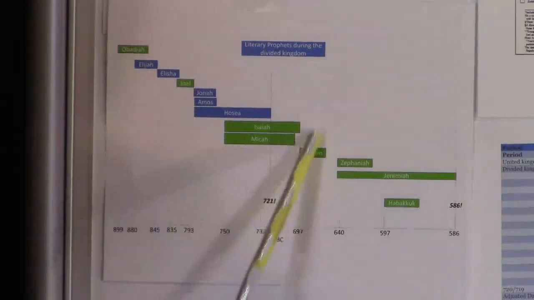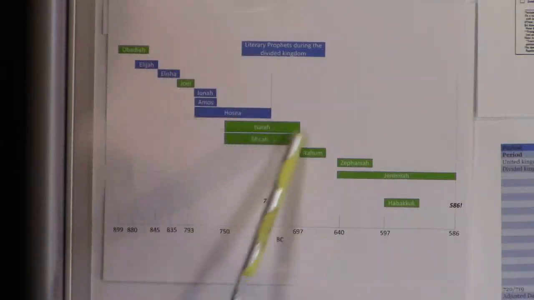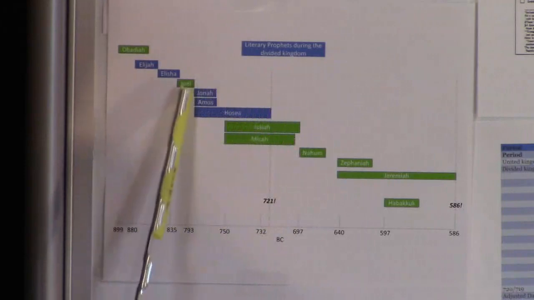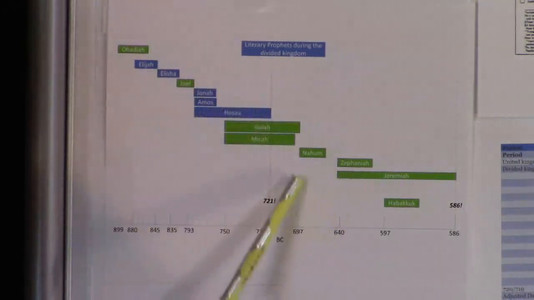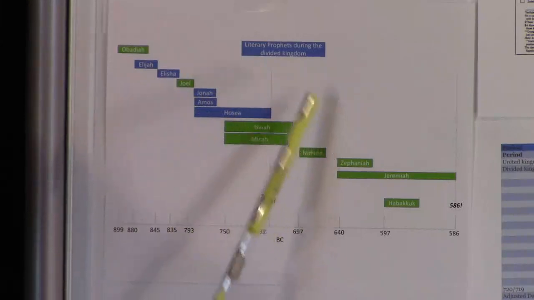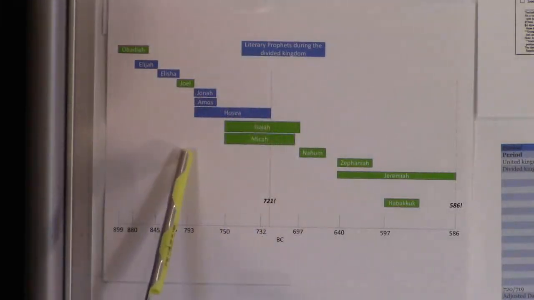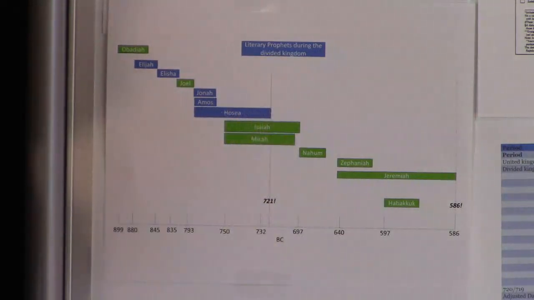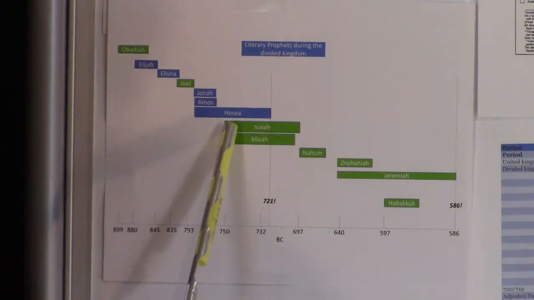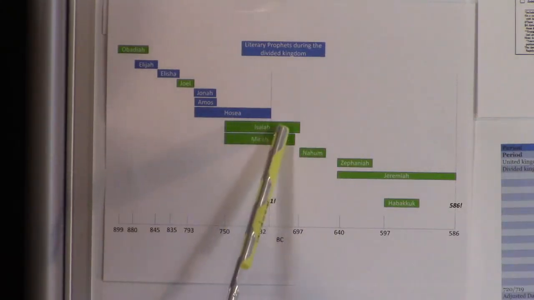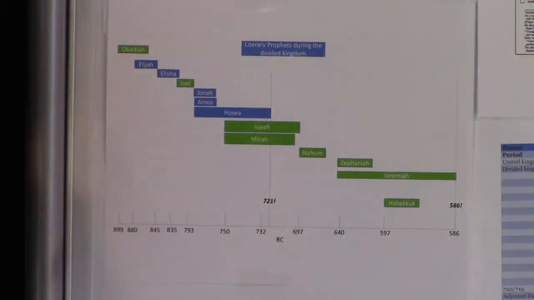This is a great time period right here. Look at all the overlap. This is a profound period of time of prophecy going on, and this is just the literary prophets. There are non-literary prophets surrounding them. I mean, there's a bunch of people prophesying. There's a period of time where you've got Micah, Isaiah, and Hosea all prophesying together. And then, of course, Isaiah is one of the prophets who prophesied over a very long span of time.